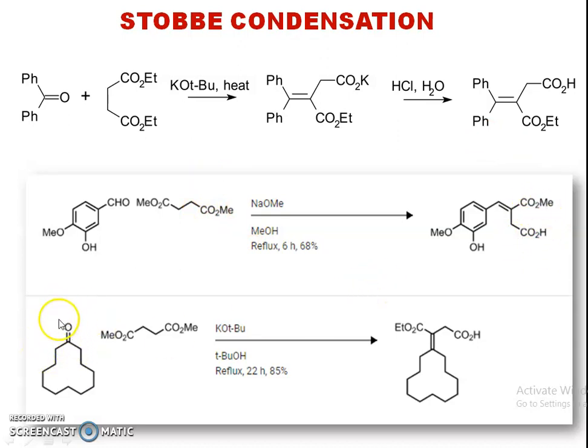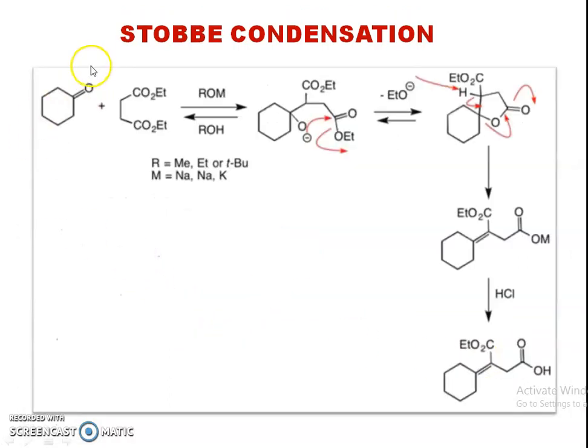And second example, this cyclic carbonyl group, ketone group, on condensation with the diester, dimethyl succinic ester, and if this hydrogen is condensing with the carbonyl, the other CH2CO2H part gets hydrolyzed. One more example, a cycloketone, and the mechanism is the same as the previous one. Then finally you get this product.